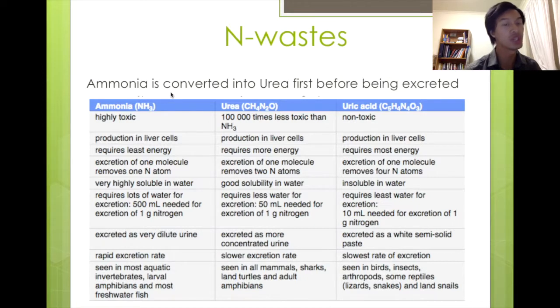So in fish, when fish live in an aquatic environment, what they can do is they can dump the ammonia straight into the water, and then it dissolves in the water straight away. However, it's a very toxic component, and large amounts of it can become really bad for cells to accumulate.